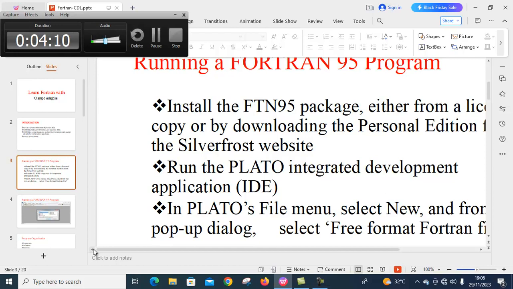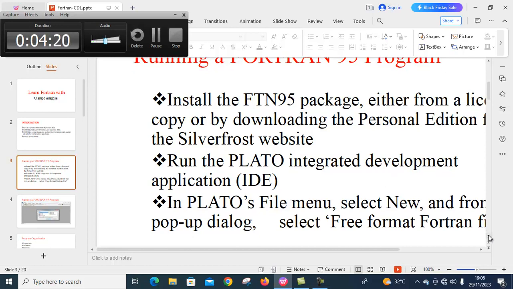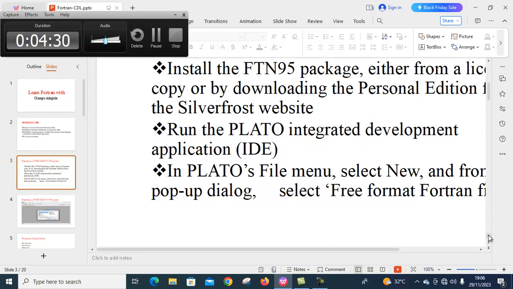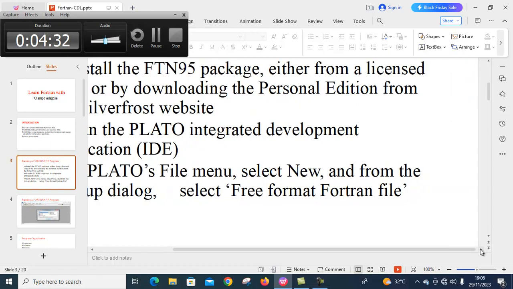Then you run the Plato Integrated Development application. In Plato's file menu, that's after you've installed it, you select new. From there, a pop-up dialog, then you select free format Fortran file.